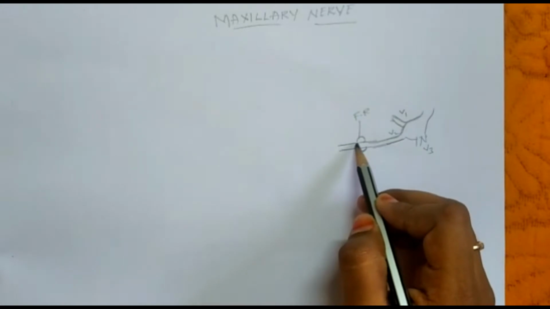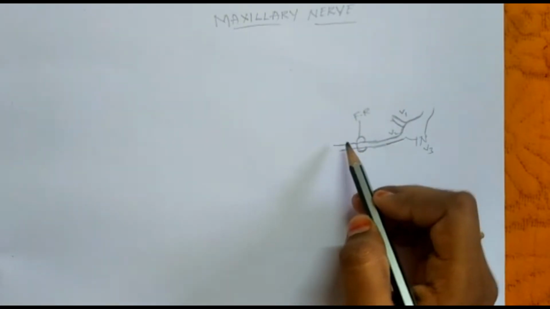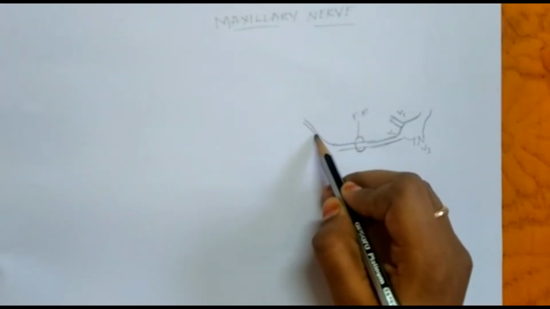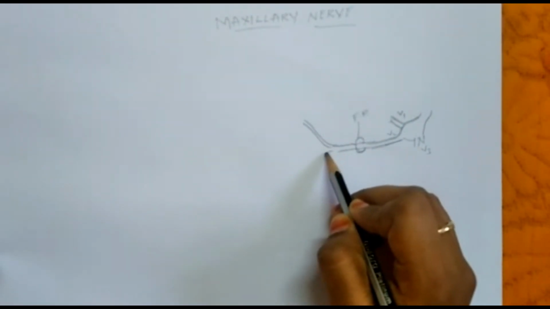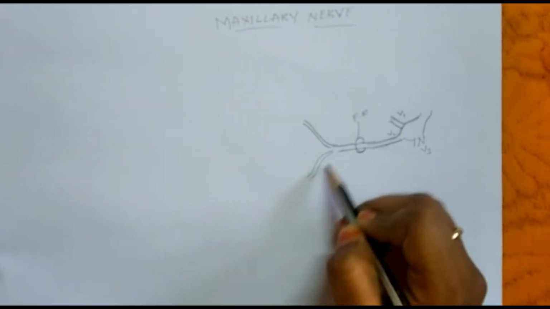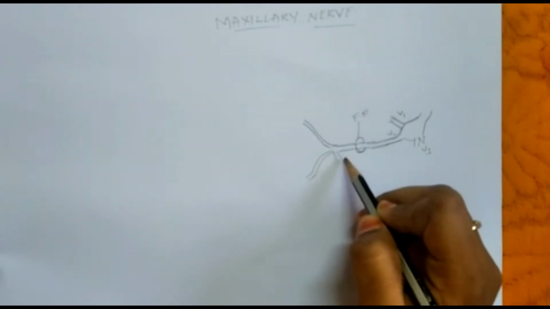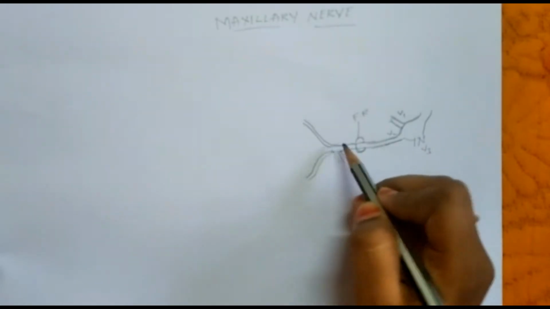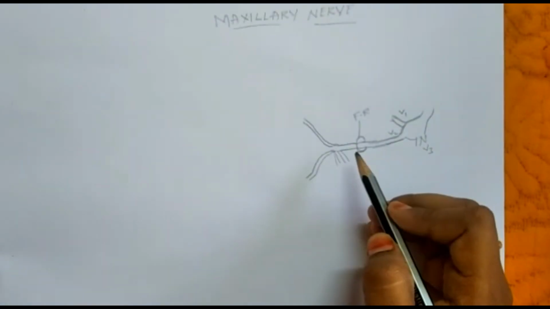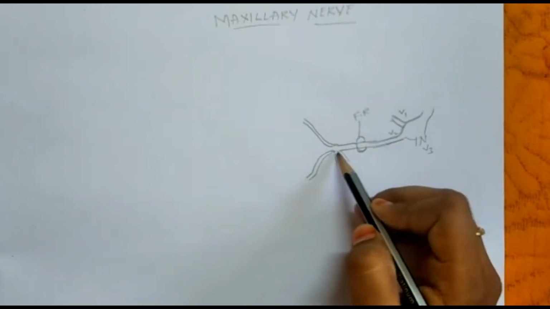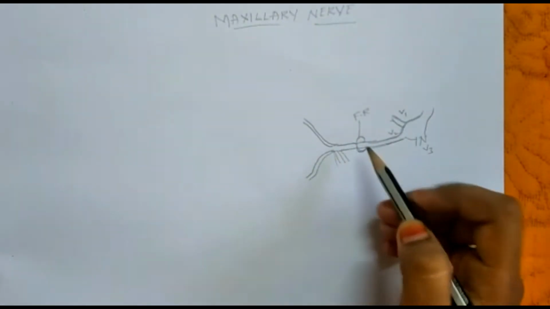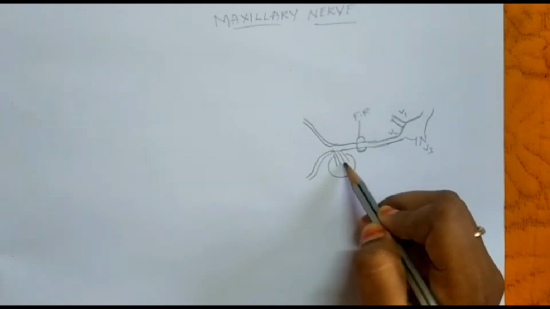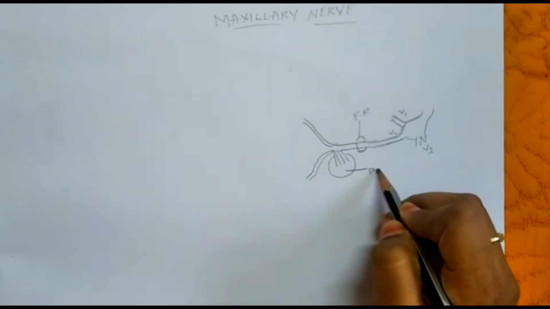So here in the pterygopalatine fossa, it is divided into some branches. It gives a zygomatic branch, a posterior superior alveolar branch and a few ganglionic branches. These ganglionic branches arise from the inferior surface of the maxillary nerve and pass through the pterygopalatine ganglion. So this is the pterygopalatine ganglion.